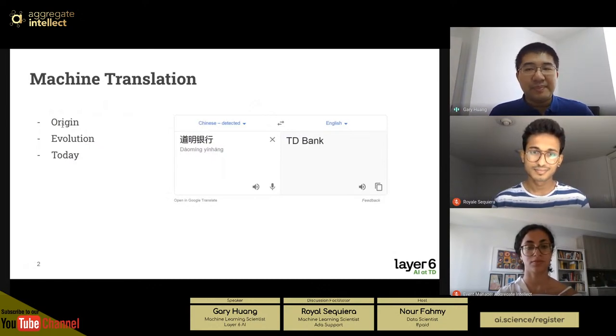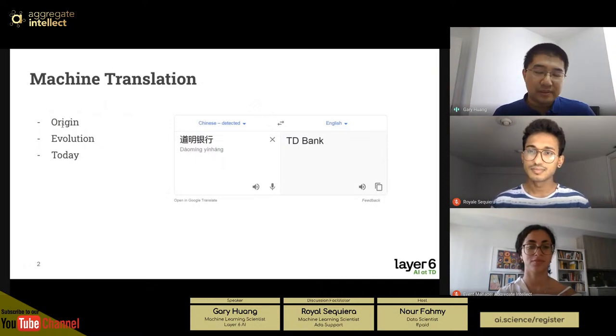For those interested in the business side of things, multiple sources have estimated the global market size of machine translation to reach close to 1 billion by the year 2022. So that's a sizable market.